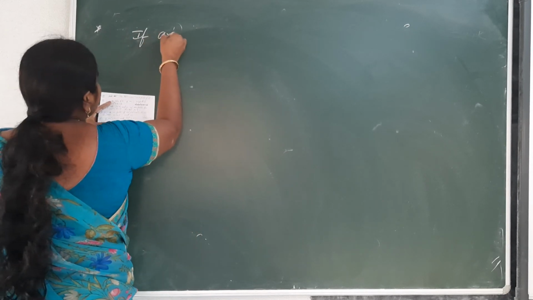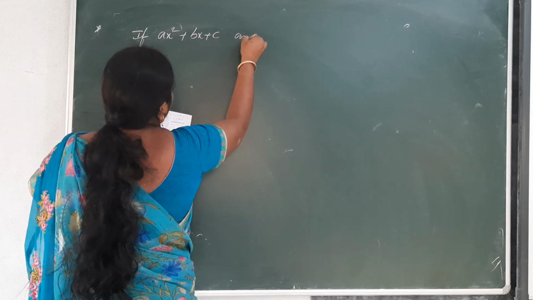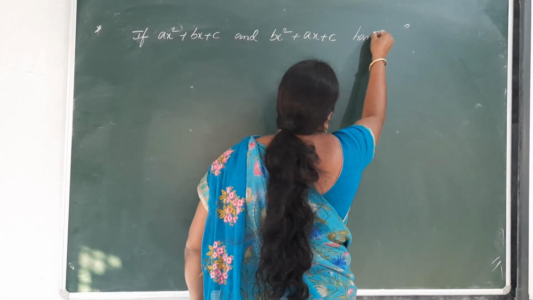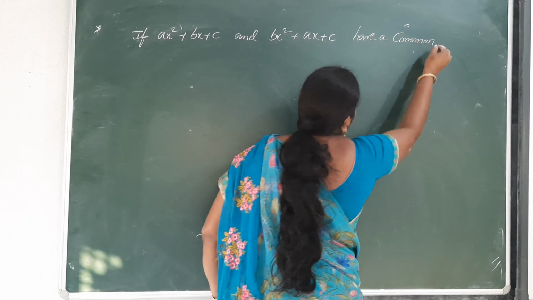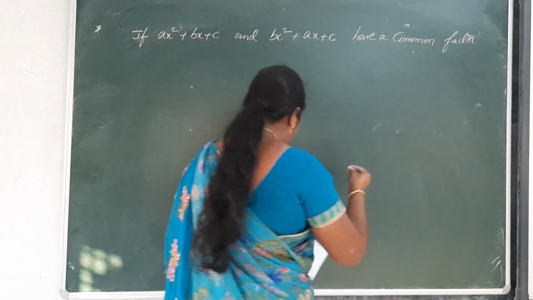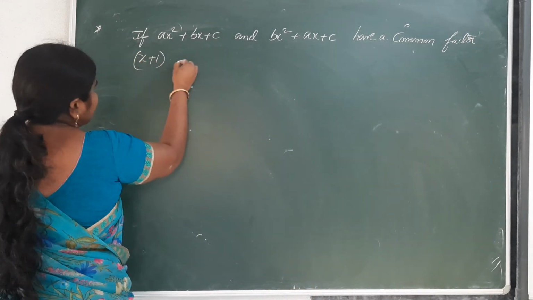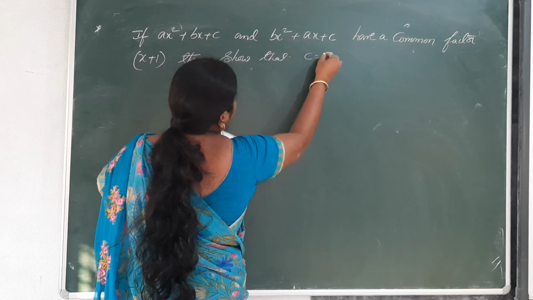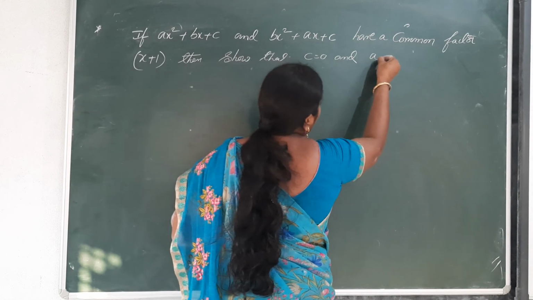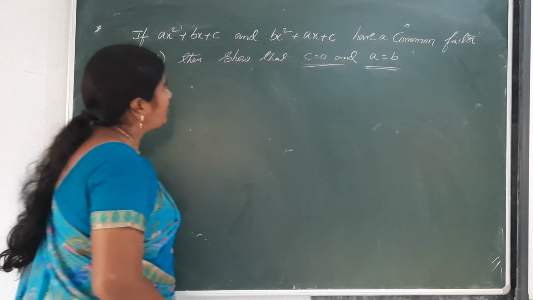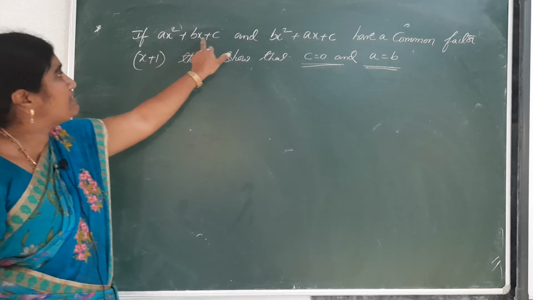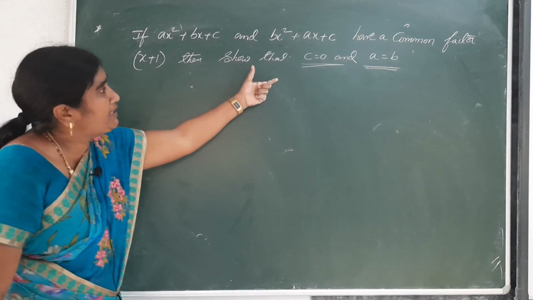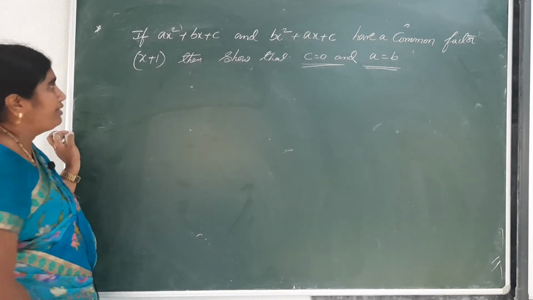If ax square plus bx plus c and bx square plus ax plus c have a common factor x plus 1, then show that c equal to 0 and a equal to b.